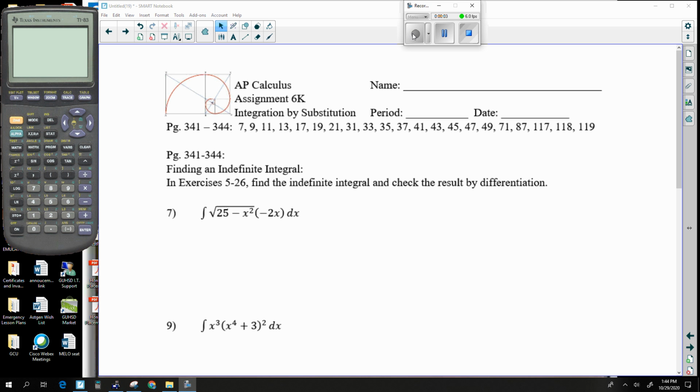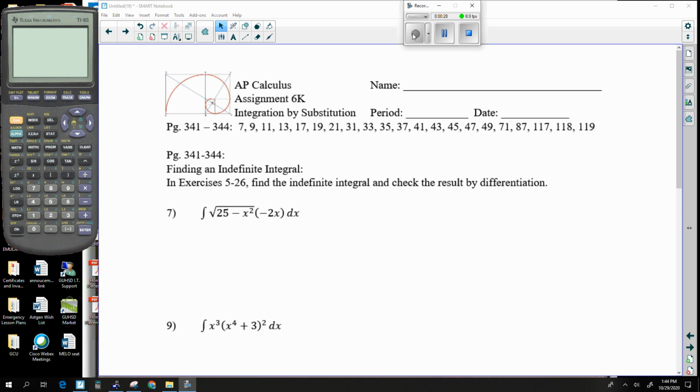Okay, we're getting closer and closer to the end, boys and girls. This is assignment 6K. This is going to be called U substitution. The next two assignments are dealing with the exact same thing. Looking at the test, it's used on almost every question, U substitution or something close to it.